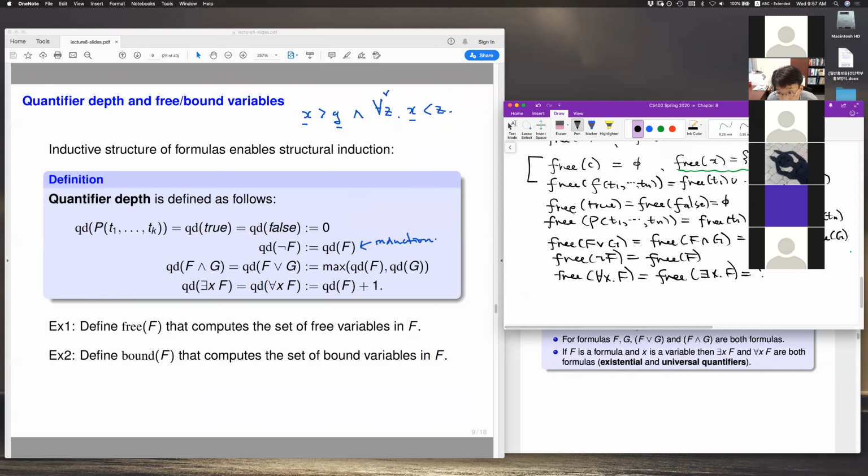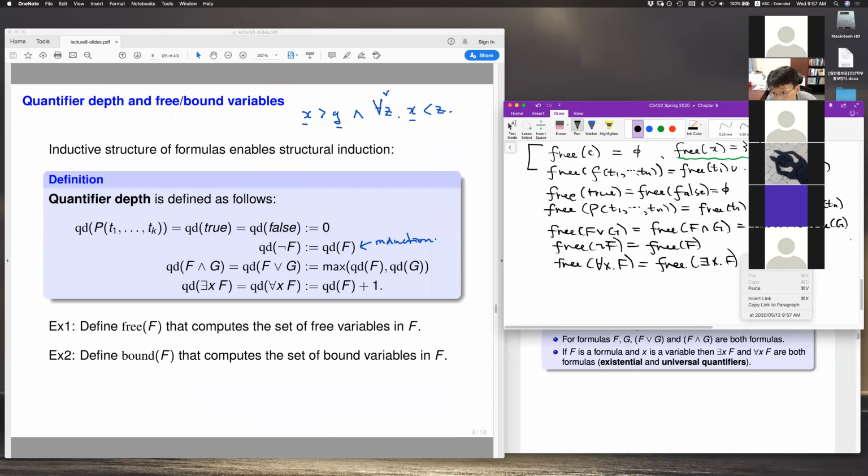Here we call free on the part F, which you sometimes call the matrix, and then we remove X from the result. Okay, so this is the definition of free for the formula case. As I said before, the interesting case is the quantification. So that's the definition of free. The definition of bound is also quite easy.